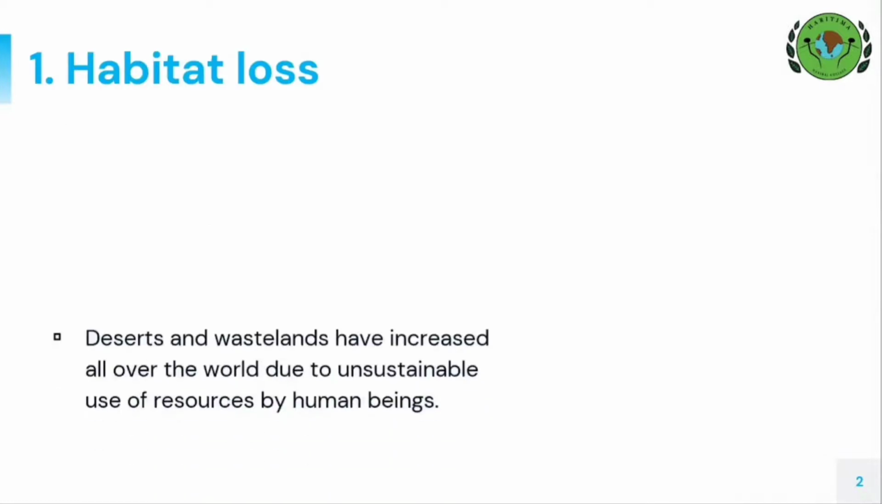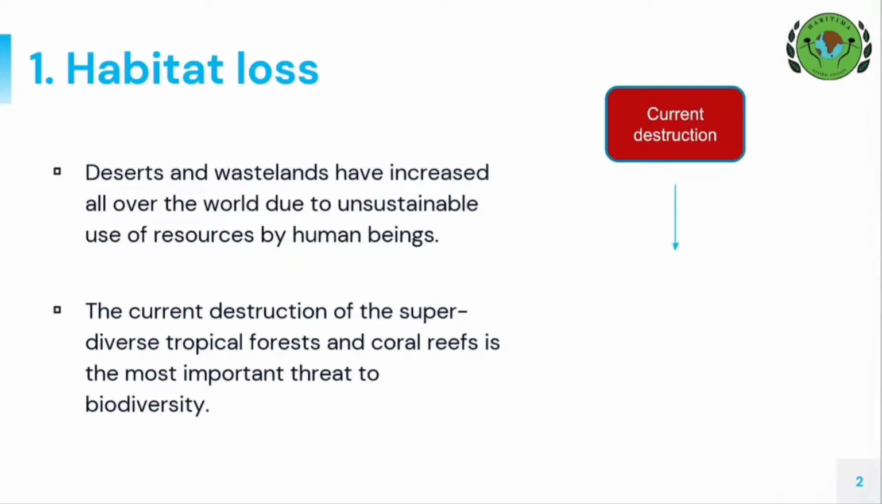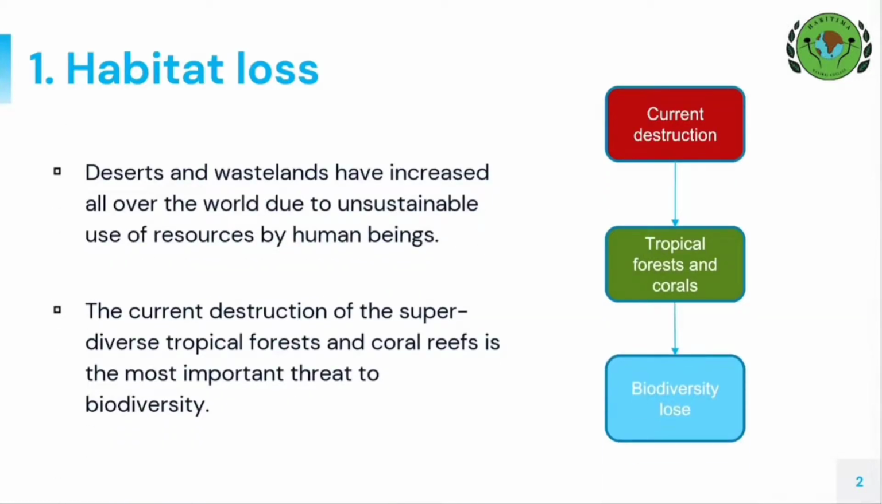The first threat to biodiversity is habitat loss. Deserts and wastelands have increased all over the world due to unsustainable use of resources by human beings. The current destruction of the super diverse tropical forests and coral reefs is the most important threat to biodiversity.